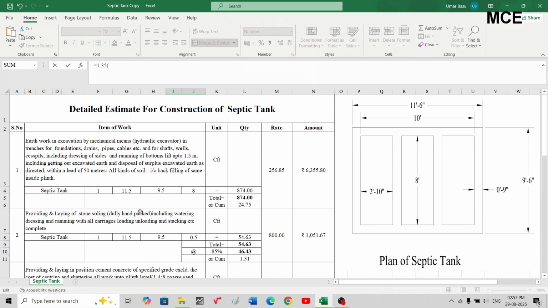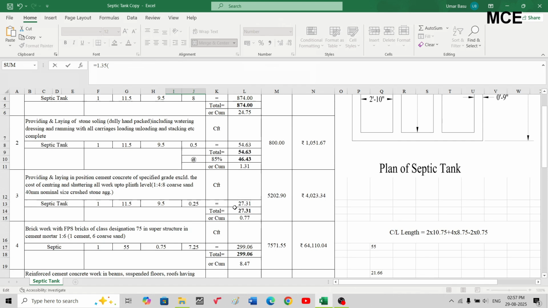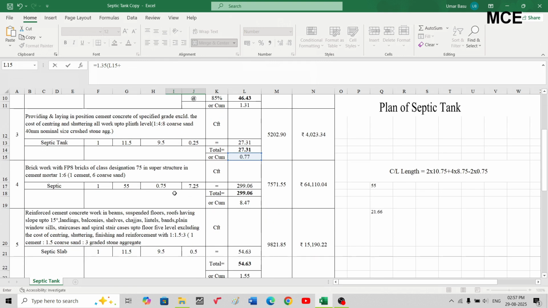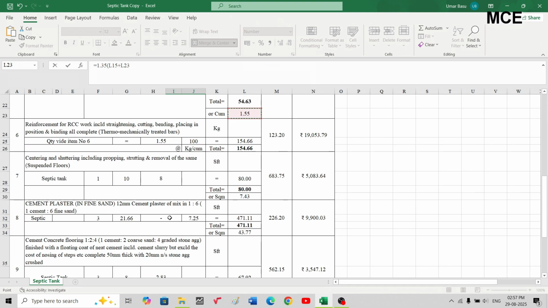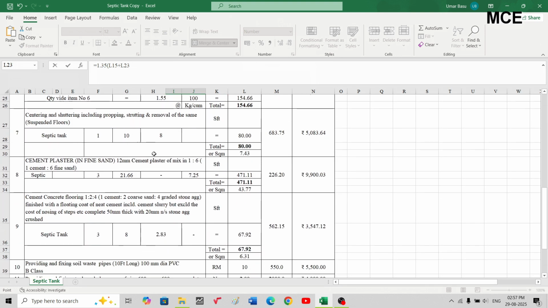For the first item, that is 3, it's 0.77. For the next item, that is reinforced concrete, it's 1.55. For the cement plaster, the quantity is also in square meters but the thickness is 12 mm, so multiply the square meters with the thickness: 43.77 multiplied by 0.012.